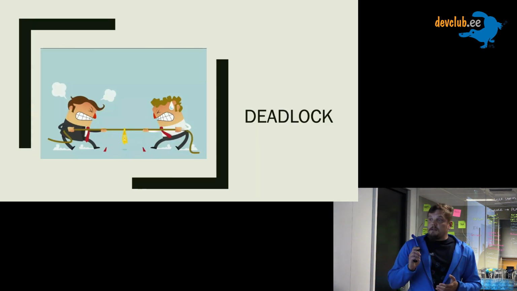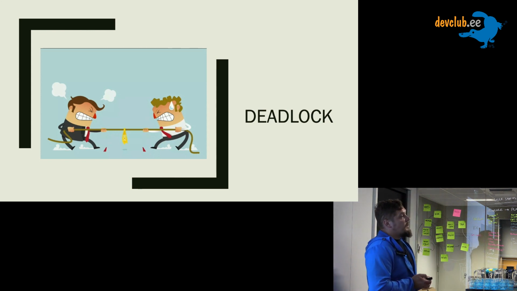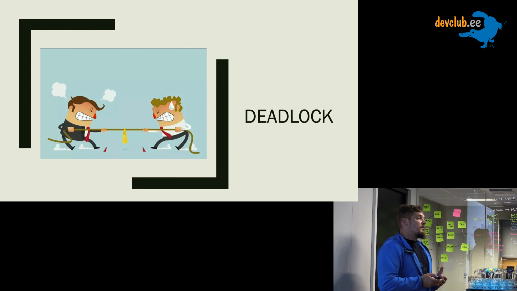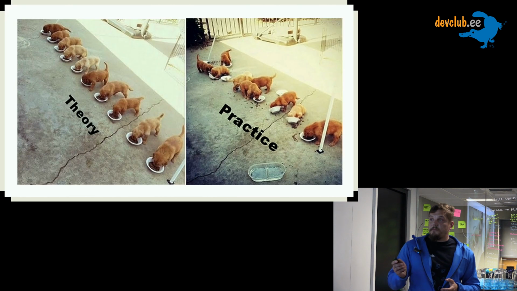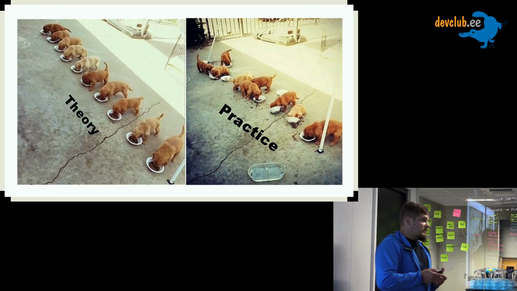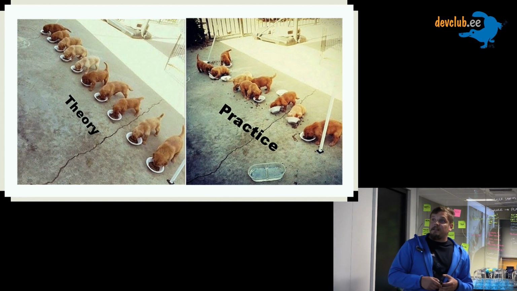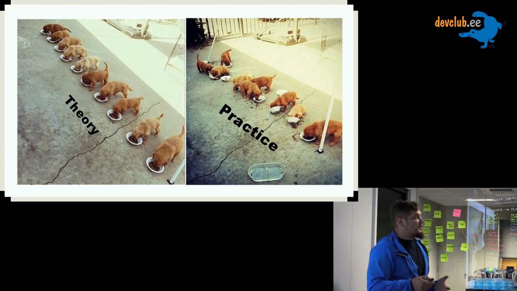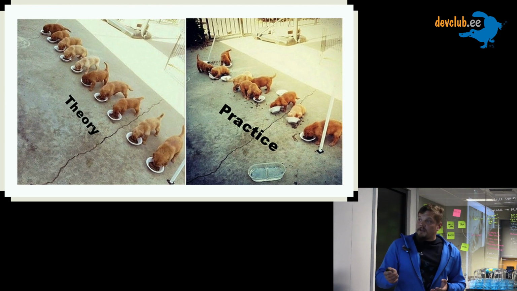And there is another problem called deadlock. If different threads want to acquire resources in a different order, they can end up in a situation where they are mutually blocked, waiting for the lock. So in theory, you can have a beautiful picture where a lot of threads execute in a concurrent and parallel way, but in practice, usually it looks like this.